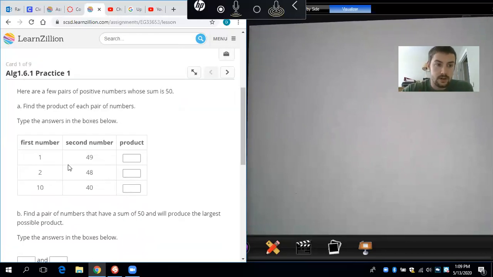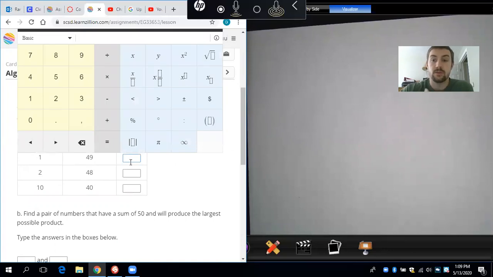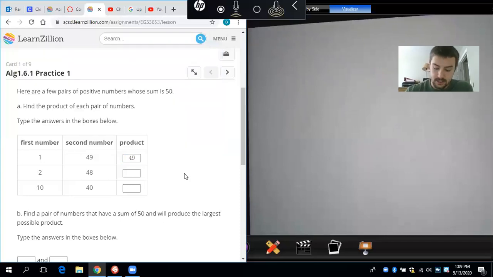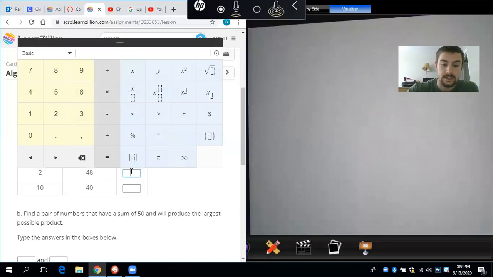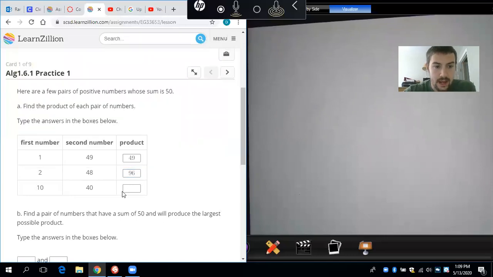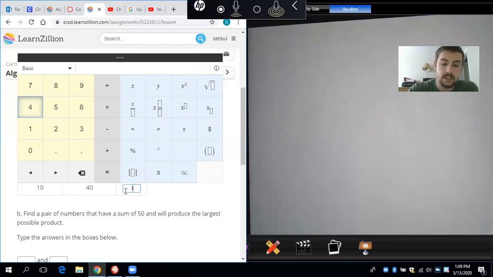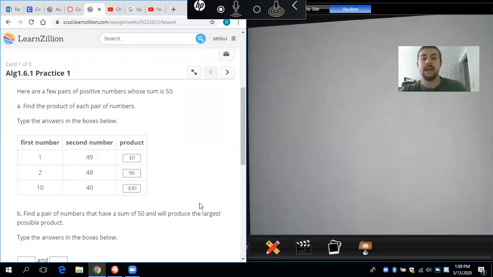So the first number is 1. It has to add to 50, so our second number has to be 49. And so the product of those two numbers, 1 times 49, is just going to be 49. All right. So then it asks us to do the same thing, but now the first number is 2, and we got 48. So we get 96 there. And here we've got 10 and 40. And when I multiply those, I get 400. Okay. So that's just filling out the table.